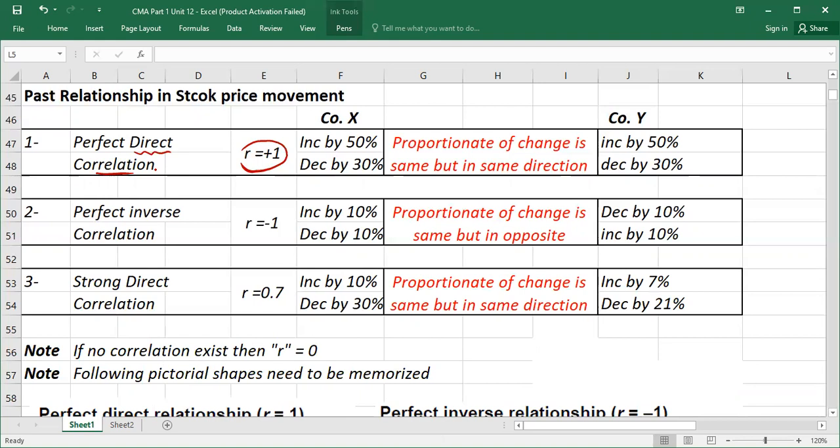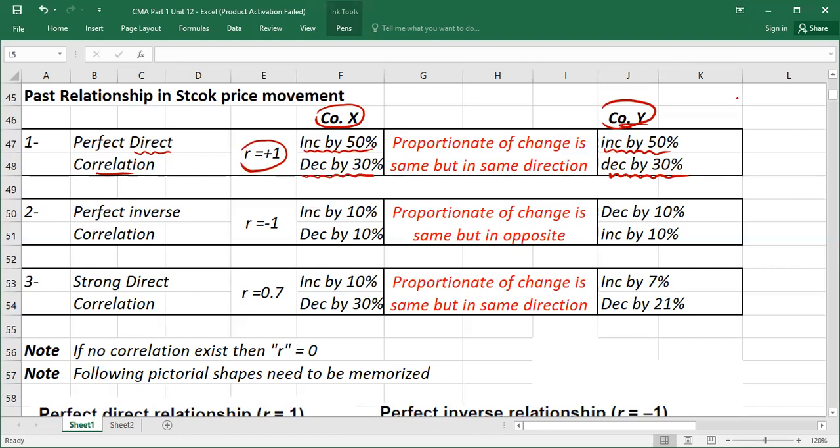For example, guys, let's assume you have past 5 years of data of two companies. One is company X and the second is company Y. And you are studying the relationship in stock price movements of these two companies. What you have observed is that whenever company X stock price increased by 50%, at the same time company Y stock price also increased by 50%. And you also notice whenever company X stock price decreased by 30%, at the same time company Y stock price also decreased by 30%.